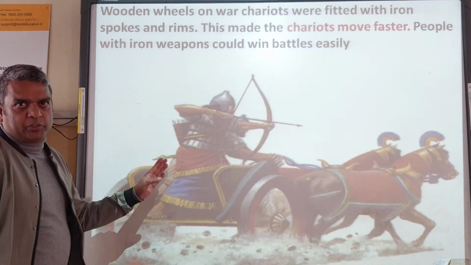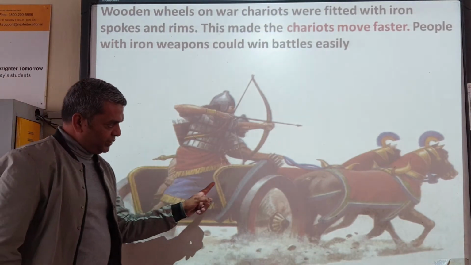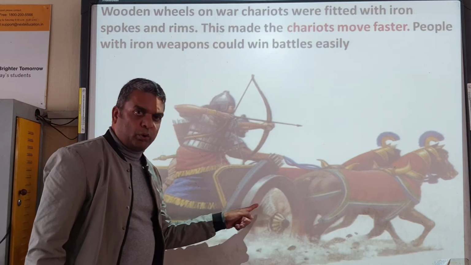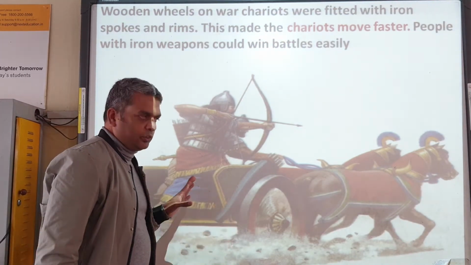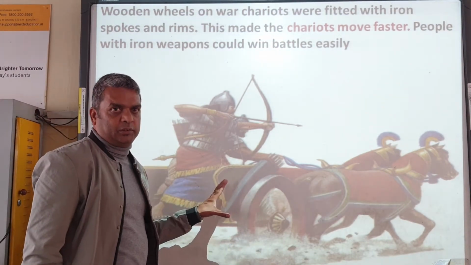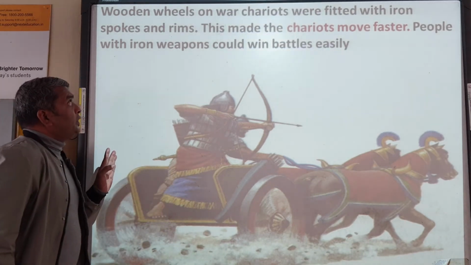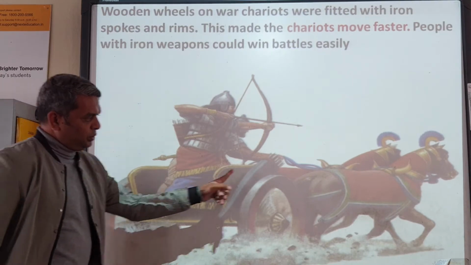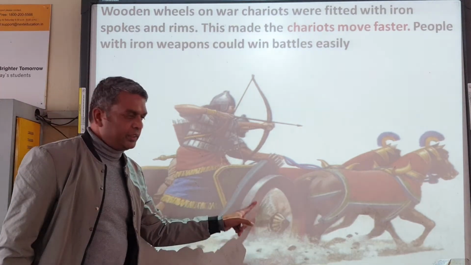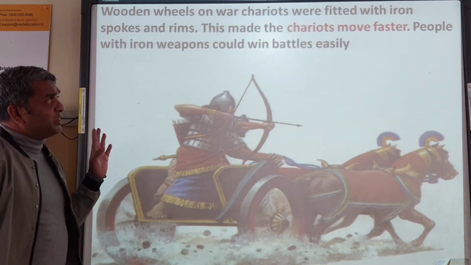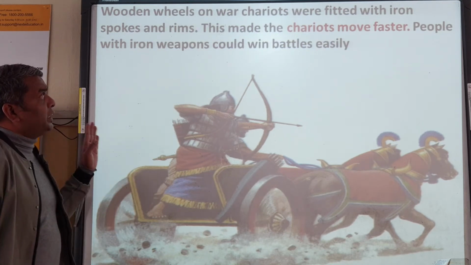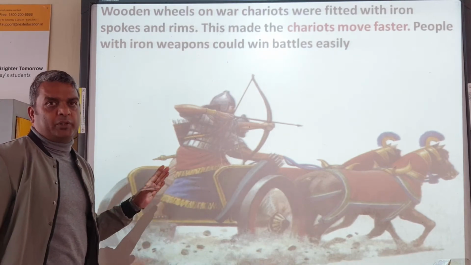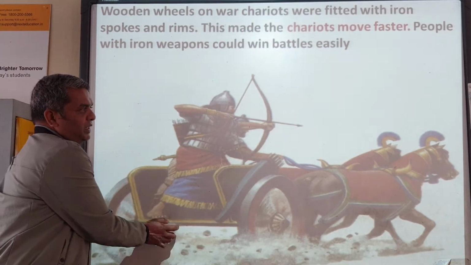So here's an image of a chariot. So you can see how iron rims are used, and then the spokes are also made out of iron so that the chariot can move faster. Okay? Wooden wheels on war chariots were fitted with iron spokes and rims. So here you can see the rim fitted with iron and the spokes. This made the chariot move faster. People with iron weapons could win battles easily.